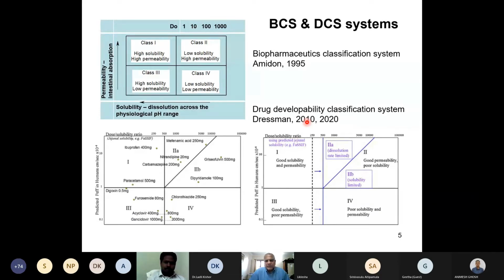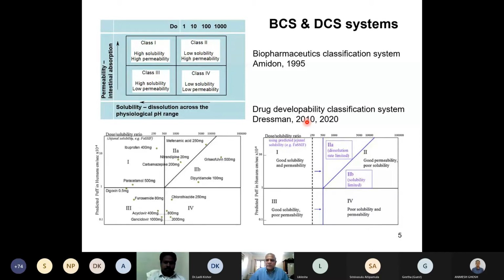So the BCS classification is 1, 2, 3, and 4, and class 2 is the most important category for improving pharmacokinetics, that is low solubility, high permeability. And here in solubility, there are two factors. One is solubility, which is a thermodynamic parameter, and the other is dissolution rate, or the rate at which the peak value is reached, which is a kinetic parameter.